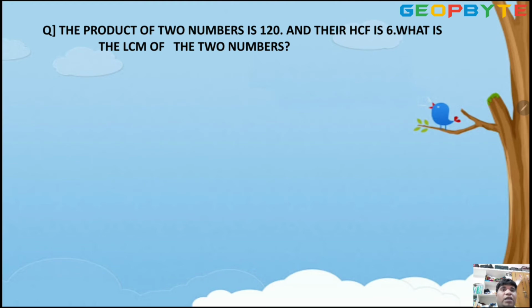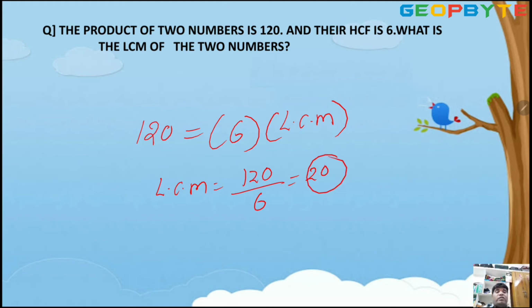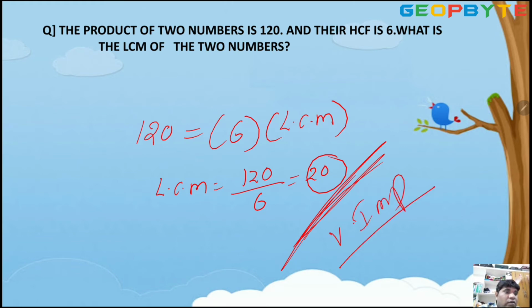Look at this. The product of two numbers is 120 and their HCF is 6. What is the LCM of the two numbers? Product 120, HCF 6, LCM we don't know. So LCM is 120 by 6. Answer 20. LCM is equal to 20. Very important concept, a very easy question. This logic: the product of two numbers is equal to the product of their LCM and their HCF.